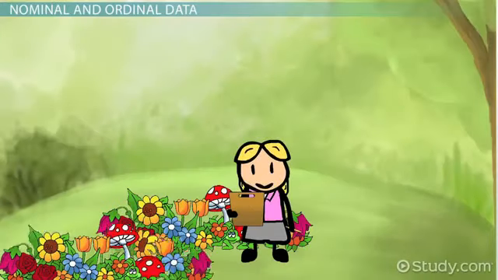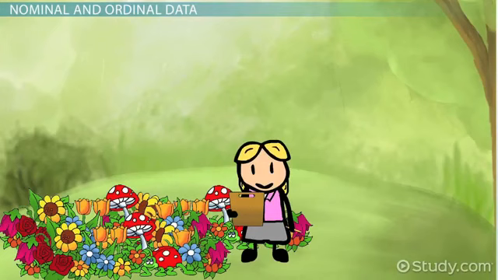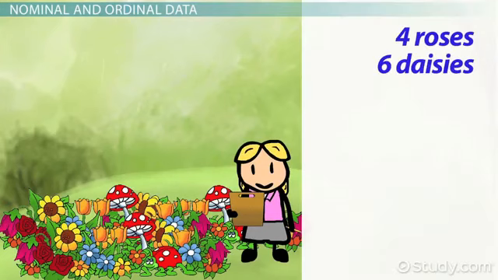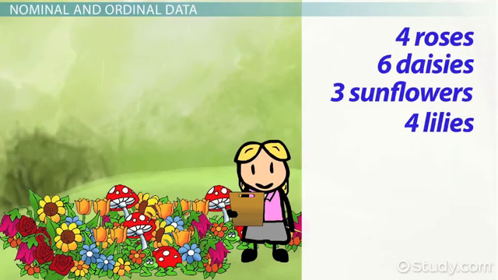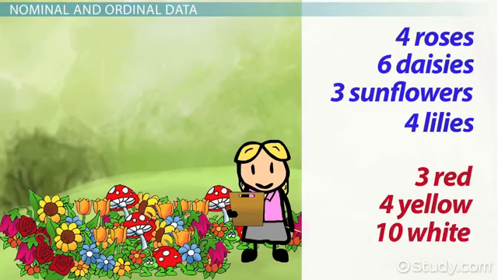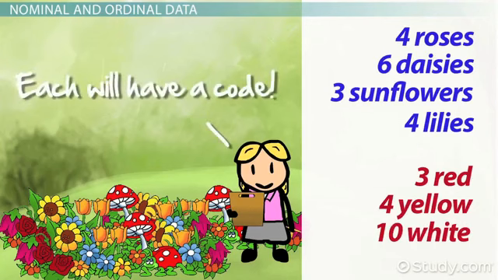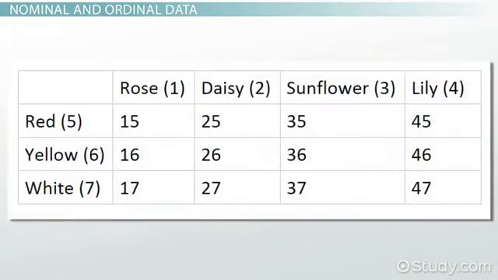First, Chloe collects information about the different types of flowers she's growing and the colors of each. She counts 4 roses, 6 daisies, 3 sunflowers, and 4 lilies. The colors of the flowers are 3 red, 4 yellow, and 10 white. She decides to assign a code to each type and color of flower to keep track of this information in her records. According to this table, a red rose would have the numerical code 15, with the first number representing the flower type and the second number representing the color.